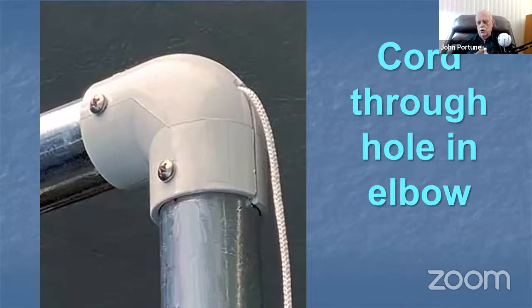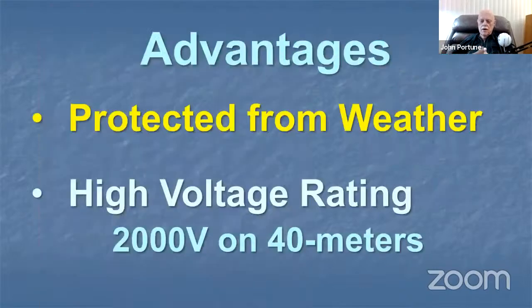Gap can be any size, frankly, but I use 3/4. Here's one of the corners showing the paracord coming out the end that pulls on the central movable piece. The advantage of this is that it's beautifully protected from the weather, much better than any of the other forms, and it has a very high voltage rating. The maximum voltage in this capacitor is 2,000 volts on 40 meters, much less on 20, and almost of no concern at any lower frequency.